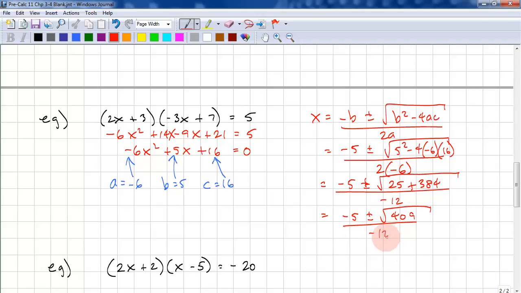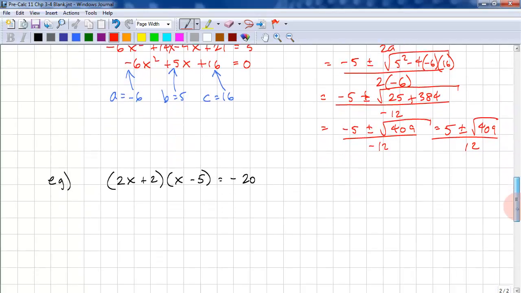Here, we don't like to keep negatives in the denominator, so we'll divide the top and bottom by -1, 5 plus or minus square root of 409 over 12. 409 is not a perfect square, so we'll just leave that.